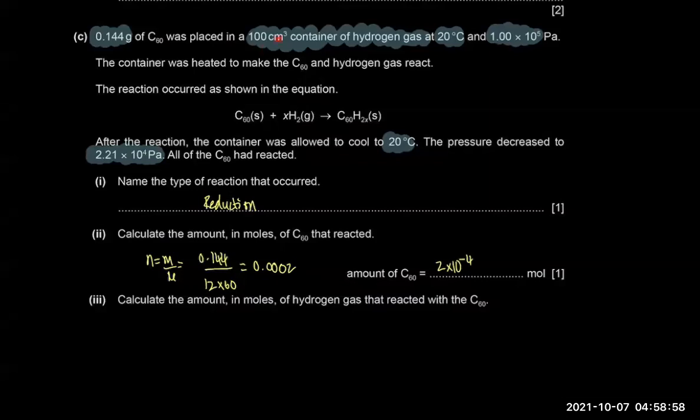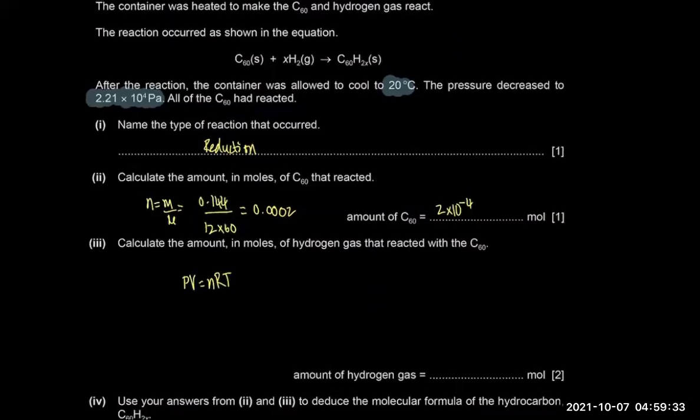We have been given the conditions in which the hydrogen gas is present, and they've given us the volume of the container as well. So we know how much volume of gas we have, we know the temperature, we know the pressure, right? C60 is a solid at 20 degrees Celsius, so all the volume is occupied only by this gas, right? So can I find the number of moles of hydrogen? What expression will relate all three of these quantities? PV equals nRT. Ideal gas equation.